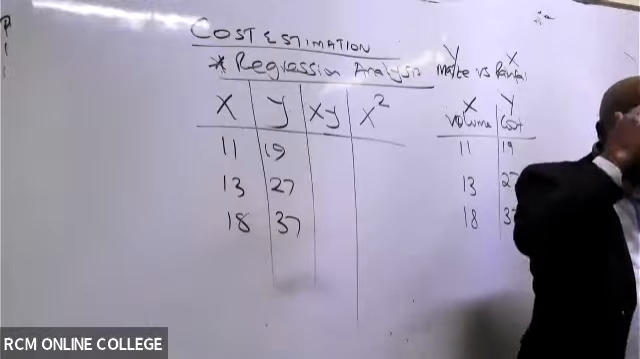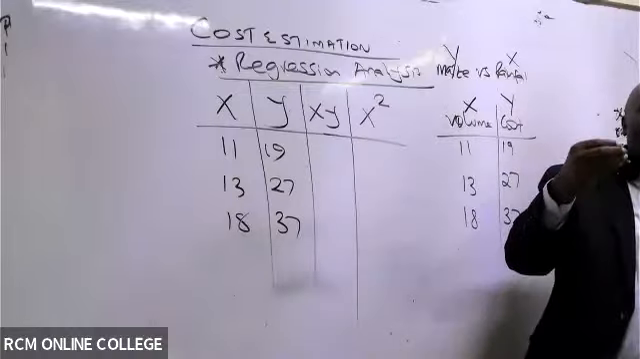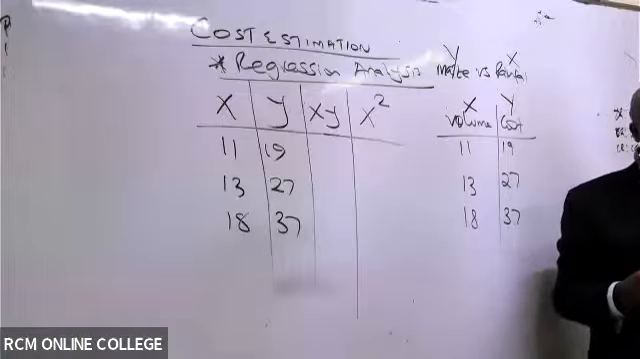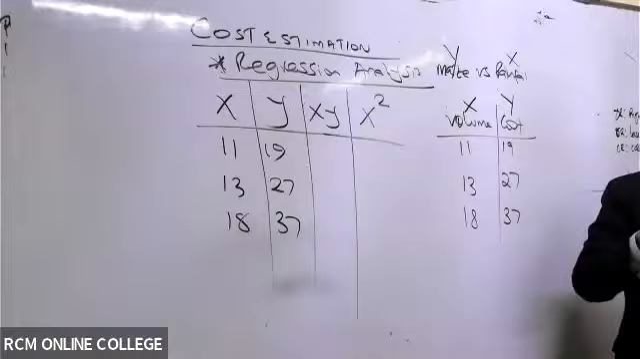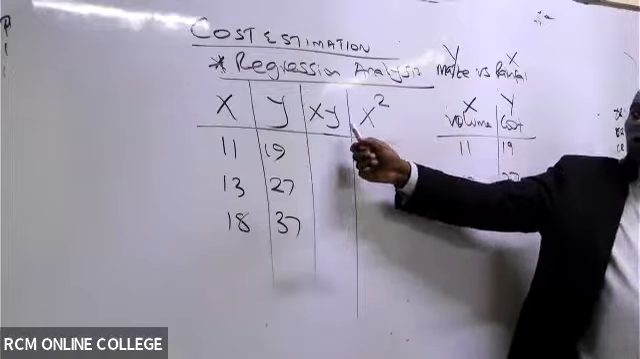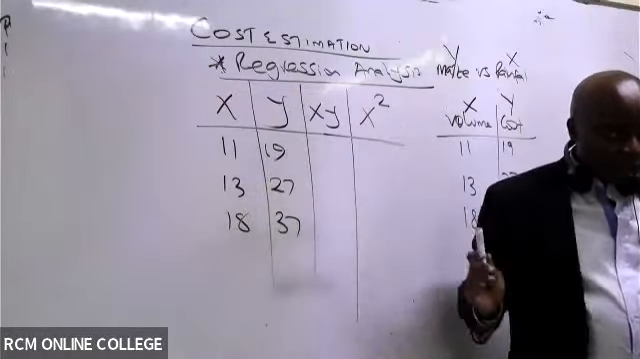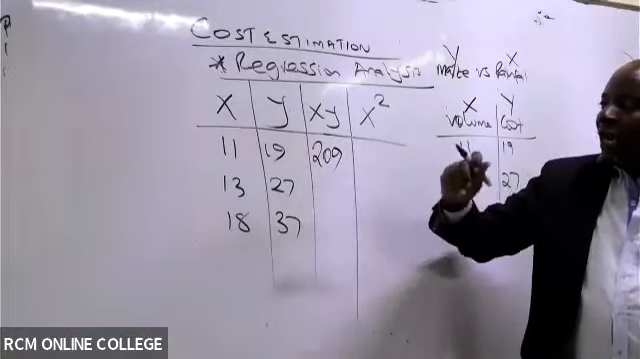A student is asking how far we are. We have just begun and we have just introduced regression analysis, the simple regression equation, where we are supposed to get the value of B and the value of A. So if it's regression, you must introduce XY and X squared. XY means you're multiplying. So 11 by 19 gives me how much? 209.